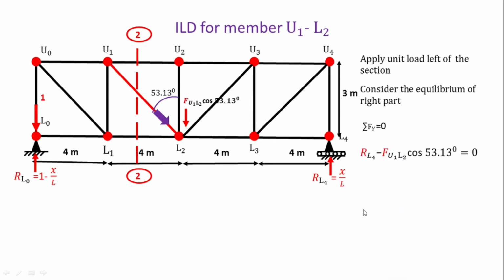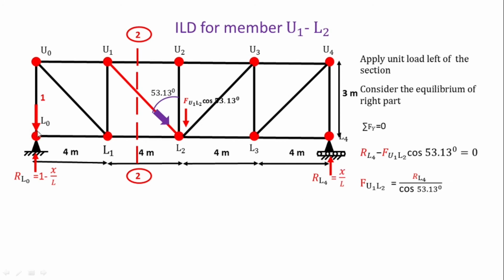So the equation of sigma Fy is equal to, only the right hand side part, RL4 minus F U1 L2 cos 53.13, minus because this force is downward. Now we get F U1 L2 is equal to RL4 divided by cos 53.13. So the unknown is RL4, and RL4 is equal to x by L. So we have to put the value of x.